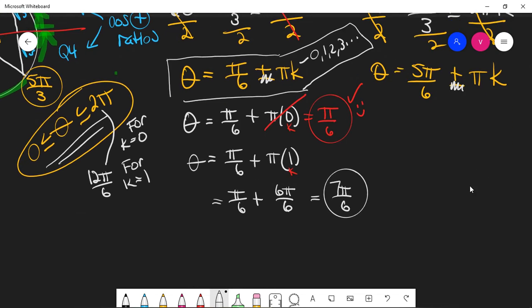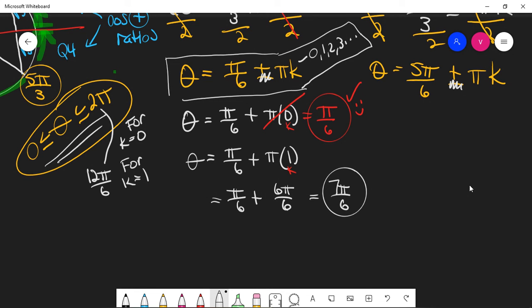All right, so this is just tedious, but you keep going. So let's do k equals 2. So theta equals, what's the rule? Pi over 6 plus pi times now 2, right? This is the rule right here. This is your rule. That's what I'm using.